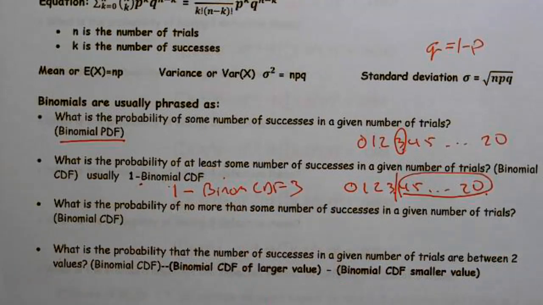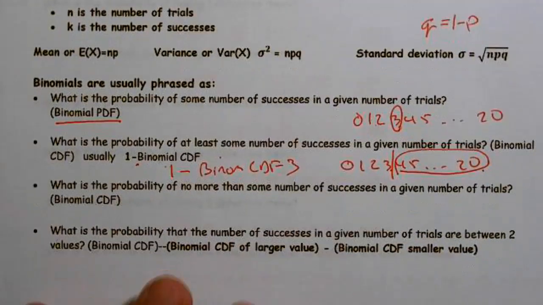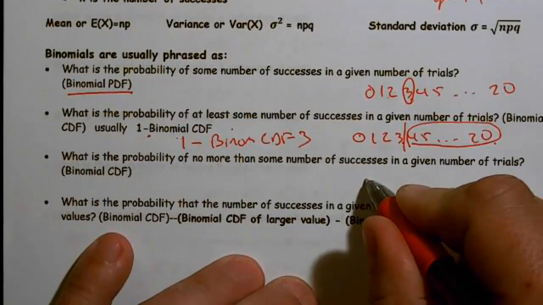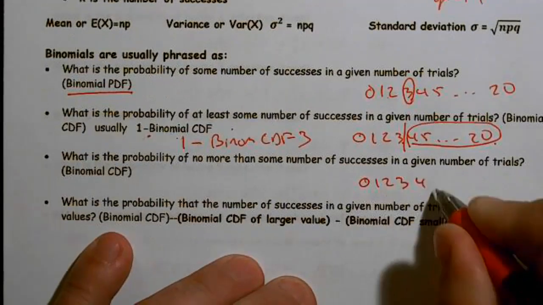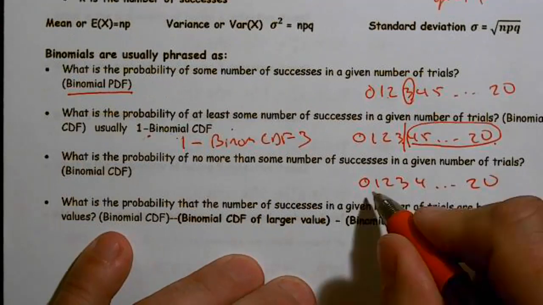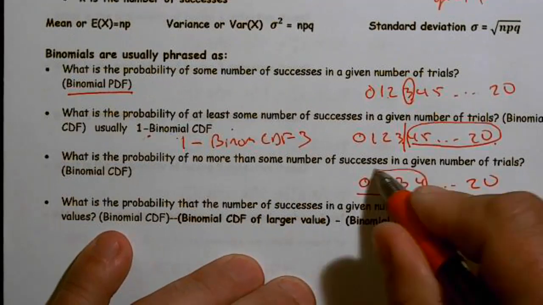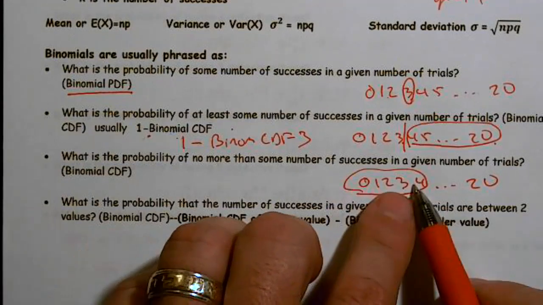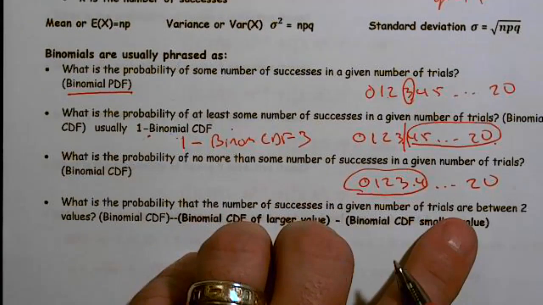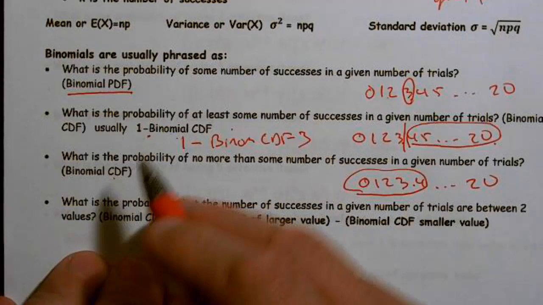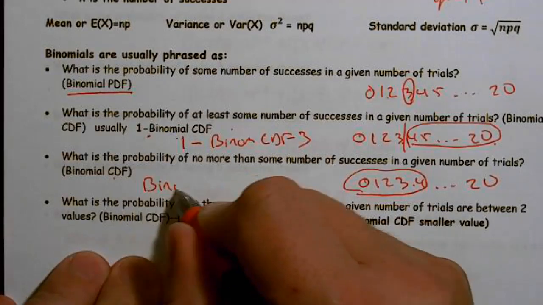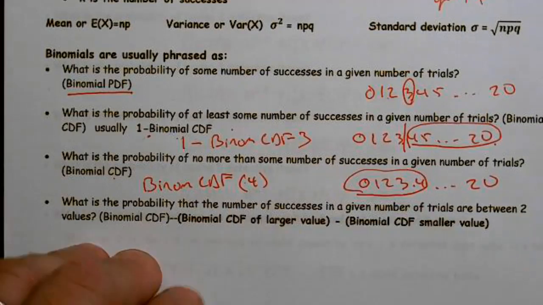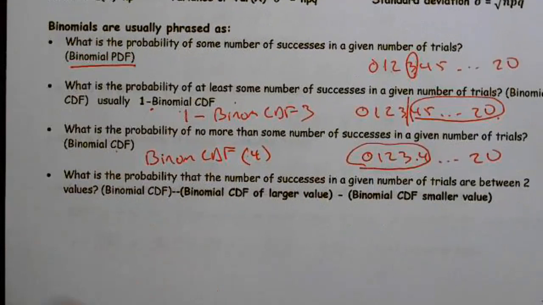All right. The next one, what's the probability of no more than some certain number of successes given a number of trials? Well, once again, if I had 0, 1, 2, 3, 4, all the way to 20, I said no more than 4. If I said no more than 4, that means I'm accepting 0, 1, 2, 3, and 4 as my answers. Anything above it is too big. So it's a binomial CDF of 4.